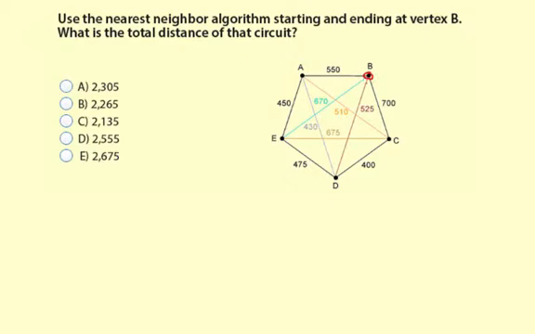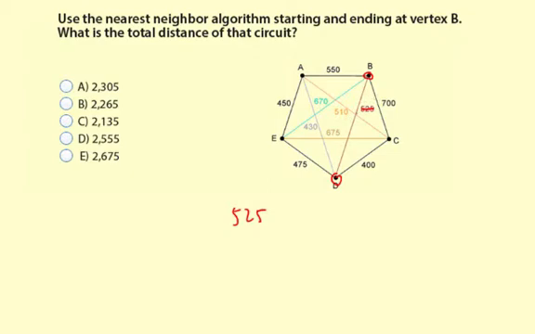and then we have to find the nearest neighbor from B, in other words, the shortest distance from B. And we have a 700, 525, 670, or 550. So 525 is the shortest distance, so D is the nearest neighbor. So I'm going to write down 525 right here. And then from D, here we'll cross out that 525.